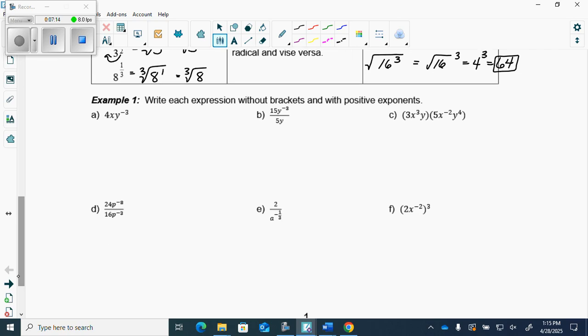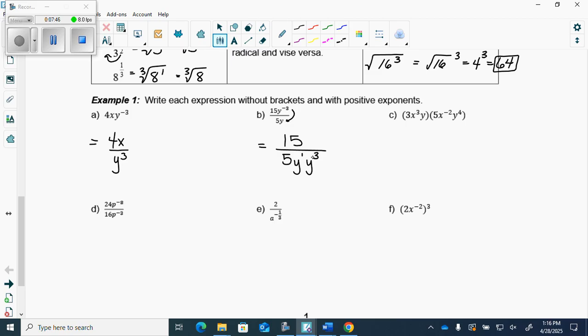We want to write these ones with positive exponents. So I have 4xy to the negative 3. How else can I rewrite this? 4x over y to the 3. What about b? 15 over 5y, and then that'll drop down here, y to the 3.